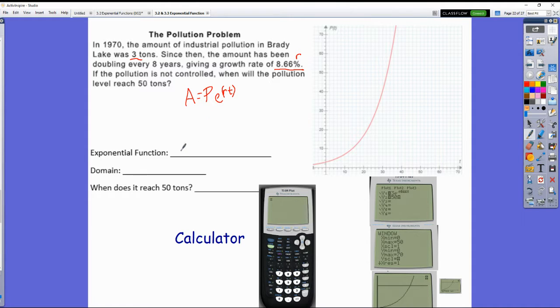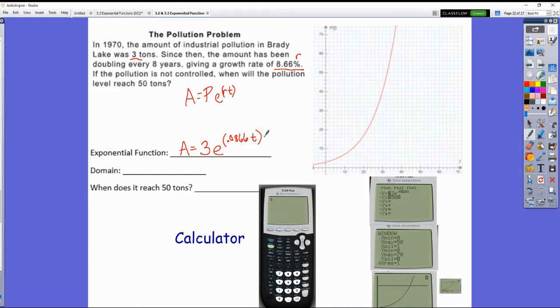So let's start with writing our equation. A equals P, the starting amount, which was 3, times e to the power of the rate. They gave me the rate, but I need to write it as a decimal, so move over 2 decimal places: 0.0866 T. I'm going to use T because T is time.